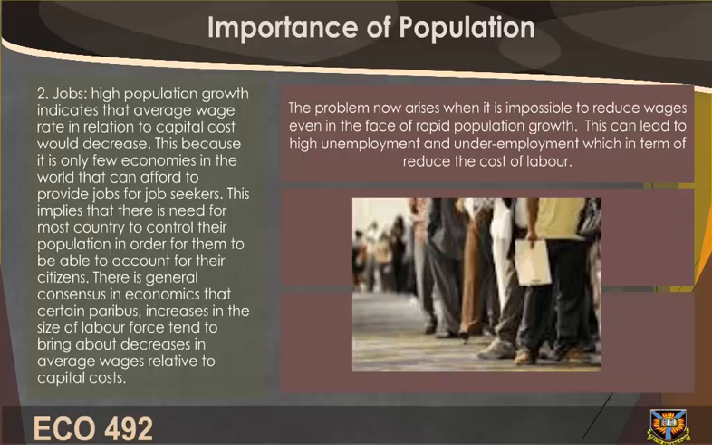There is general consensus in economics that, ceteris paribus, increases in the size of the labor force tend to bring about decreases in average wage relative to capital costs. The problem arises when it is impossible to reduce wages even in the face of rapid population growth. This can lead to high unemployment and underemployment, which in turn reduce the cost of labor.